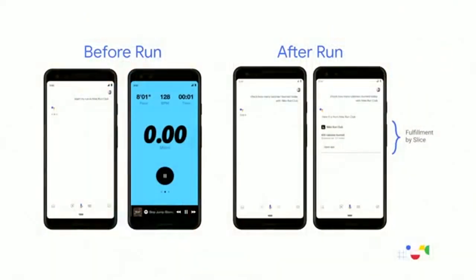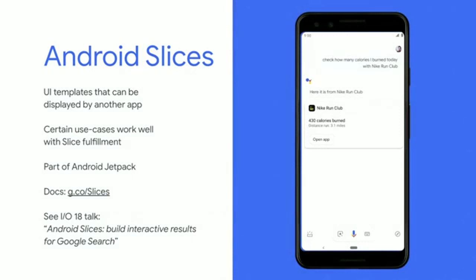For queries that are one-shot like this one, we recommend building slices so that you can display the answer inline on the assistant so that your users don't have to take any additional steps. Some people call slices the modern successor of Android app widgets that you may have already added to your home screen, and they're right. Slices are UI templates that can display rich, dynamic, and interactive content from your app directly on the assistant or even in Google search.